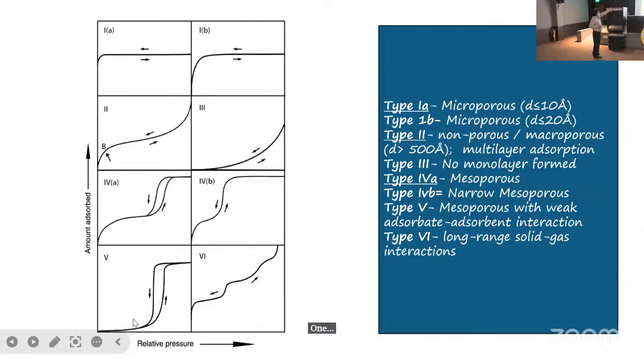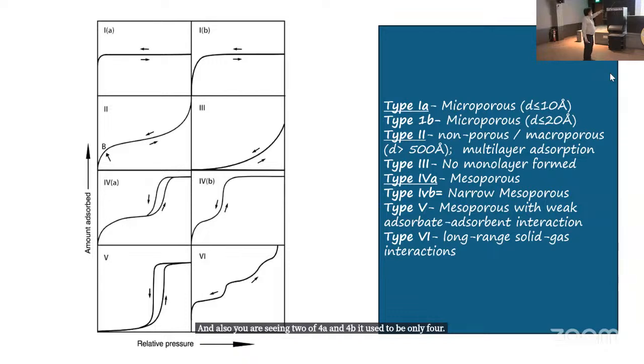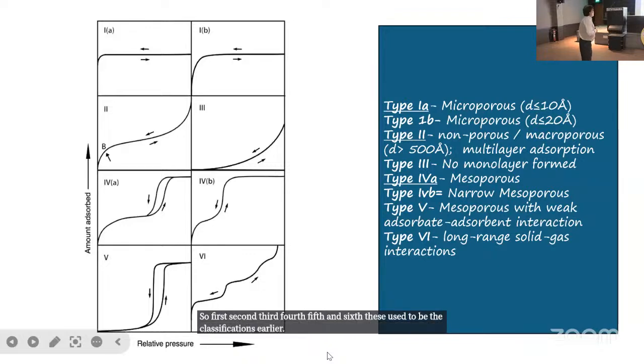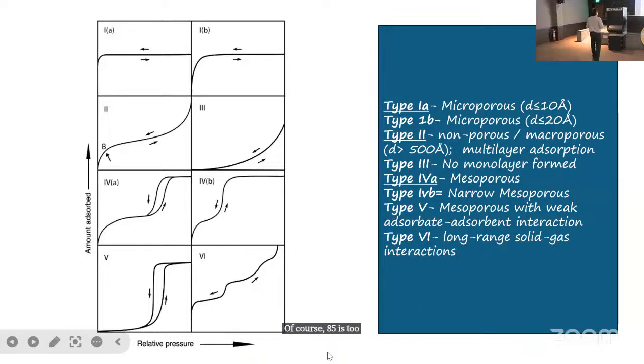Today you are seeing 1A and 1B. It used to be only 1. One first, second, third, and also you are seeing 2 of 4A and 4B. It used to be only 4. So first, second, third, fourth, fifth, and sixth. These used to be the classifications earlier. Of course, 85 is too long back a period.